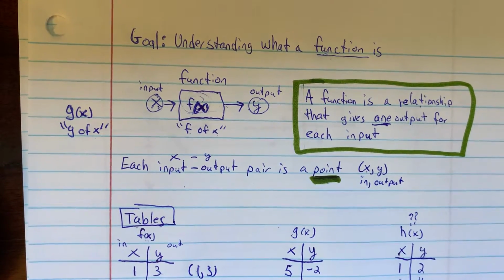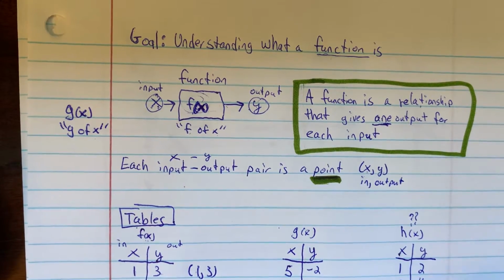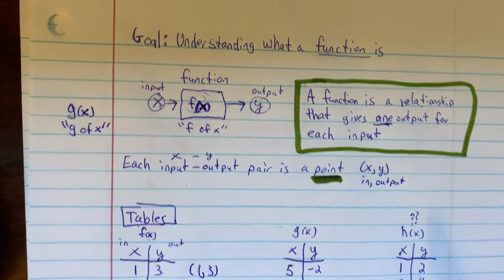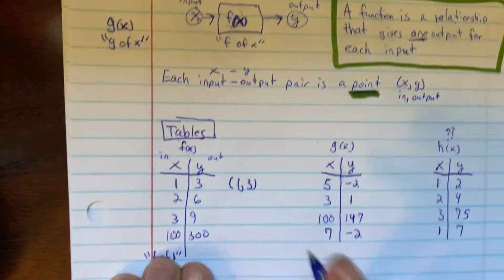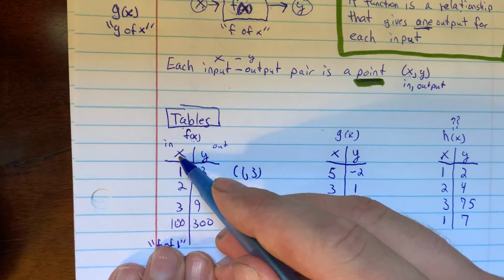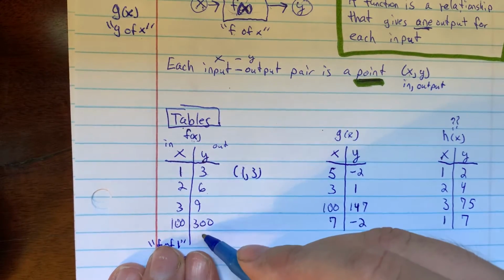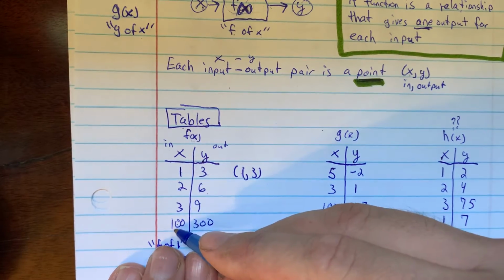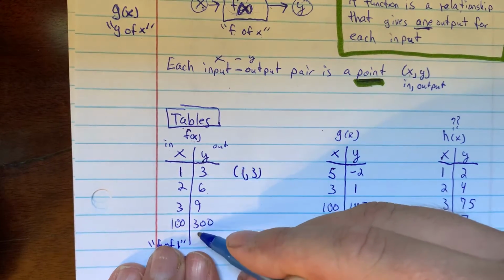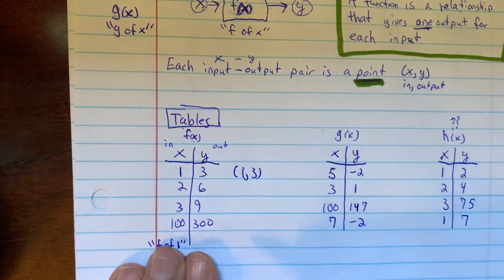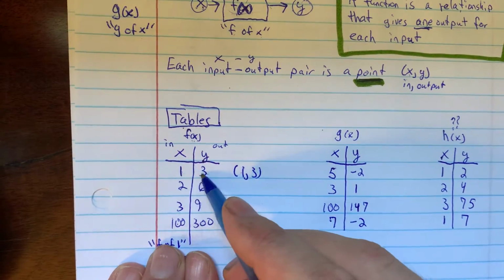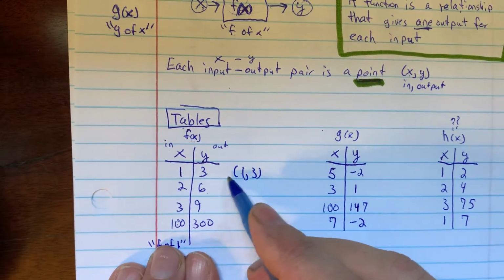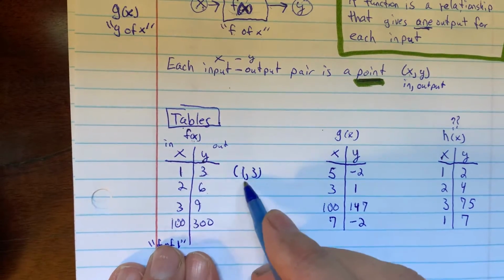And functions can be represented in a bunch of different ways. The first way we're going to look at representing functions is with tables. And you may notice that the left side is labeled x and the right side is labeled y. The left side of a table will always be our set of inputs, and the right side of a table will always be our outputs, although we don't have to use x and y. And each pair of values, x and y, is a point.